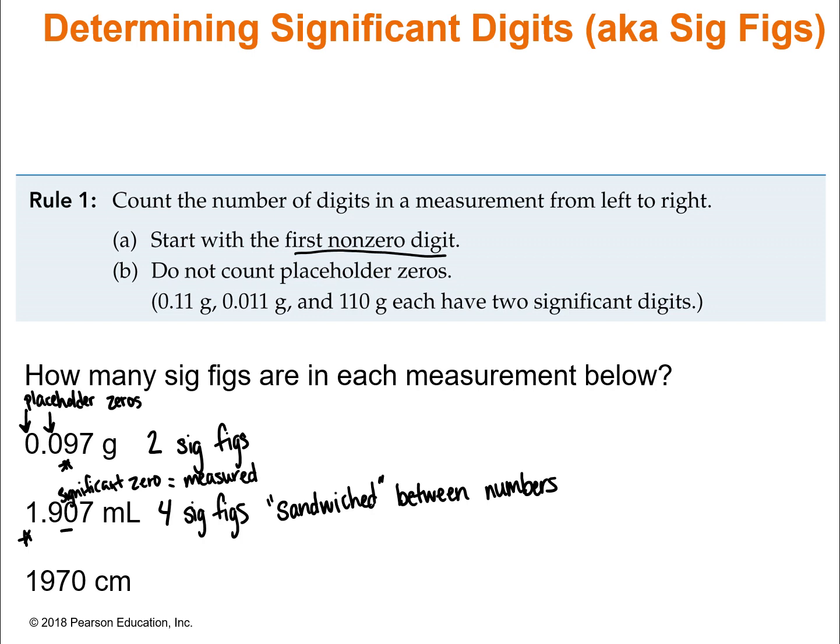There's also cases where significant zeros can be at the end of a number. I'll talk about that in just a second. But in this example, you see a 0. It's sandwiched between 2 non-zero numbers. So it is absolutely significant, and you should count it when you're counting the number of sig figs in this measurement.